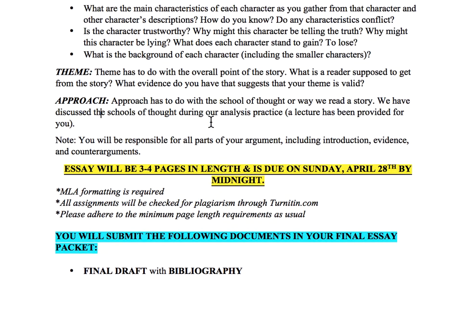If you look at theme, you can look at how the theme is relating a universal truth in the story. So what are we supposed to get out of the story? What evidence do you have from the actual text that shows that theme?